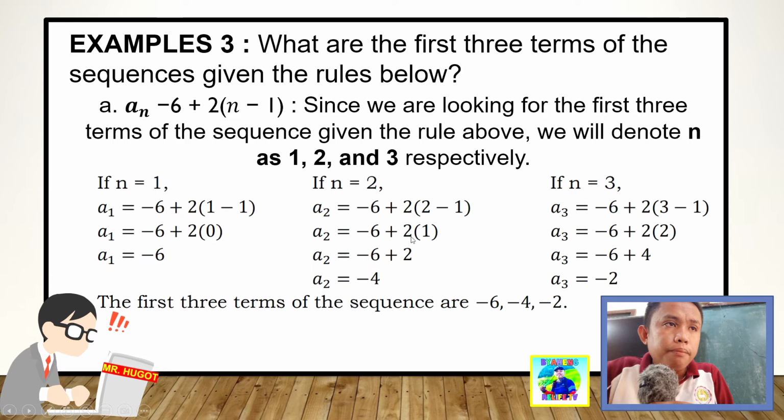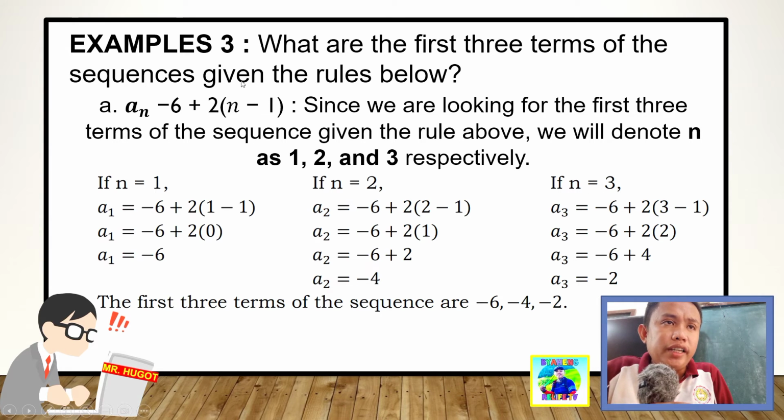So, that will become 2 minus 1 is 1. 1 times 2 is 2. Rather, nalito na rin ako ha. Negative 6 plus 2 is negative 4. So, same thing is done with that item.